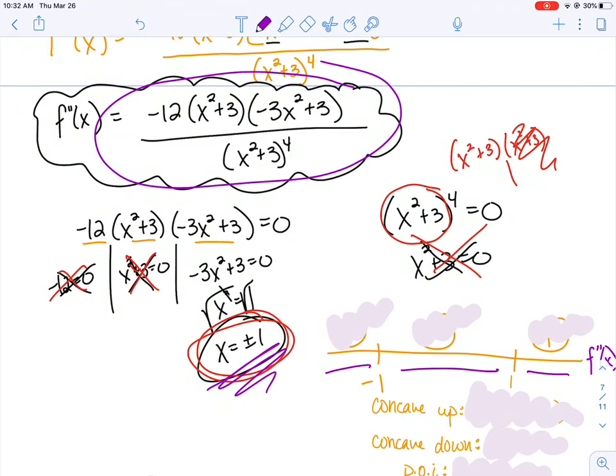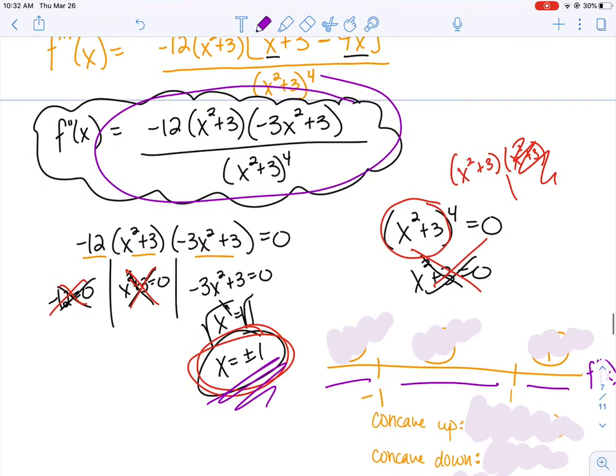Okay, so if I plug in a number that is less than negative 1, can we say negative 2? If I plug in a negative 2 and I square it, isn't that 4? And 4 plus 3 is 7, is that positive? So I get a positive number right here. My 12 is negative. If I plug in a negative 2 here, negative 2 squared is 4. 4 times negative 3 is negative 12. Negative 12 plus 3 is some sort of negative, right? So I have a negative number times a positive number times a negative number. So doesn't that give me a positive on the top?